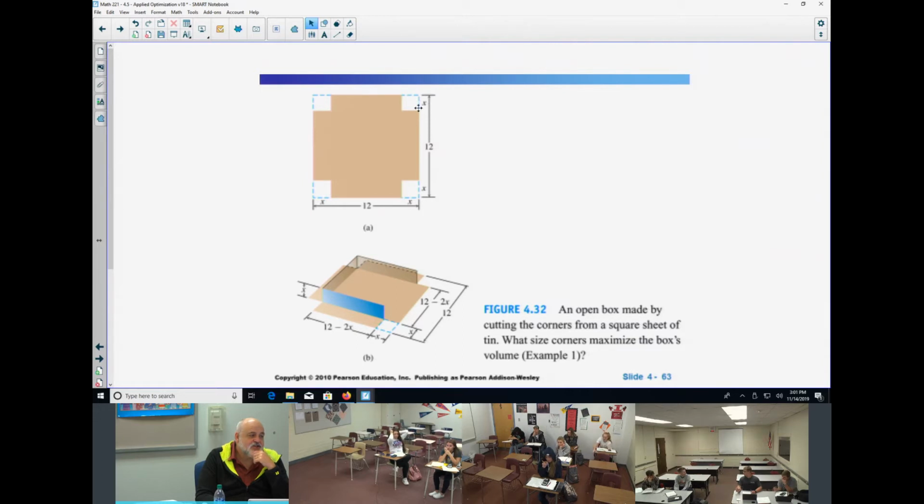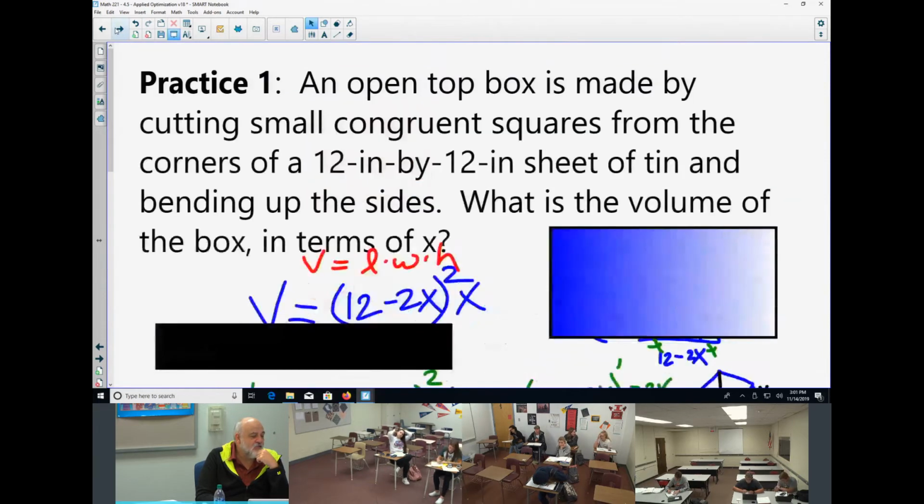So if X is 2 in the figure, then when we fold it up, what's the length and the width going to be? Are you asking me? Yeah. Oh, 8. Sorry. 8. So they're both going to be 8. And then what's going to be the height of that pan, Brett? 2. So the dimensions will be 8 by 8 by 2.